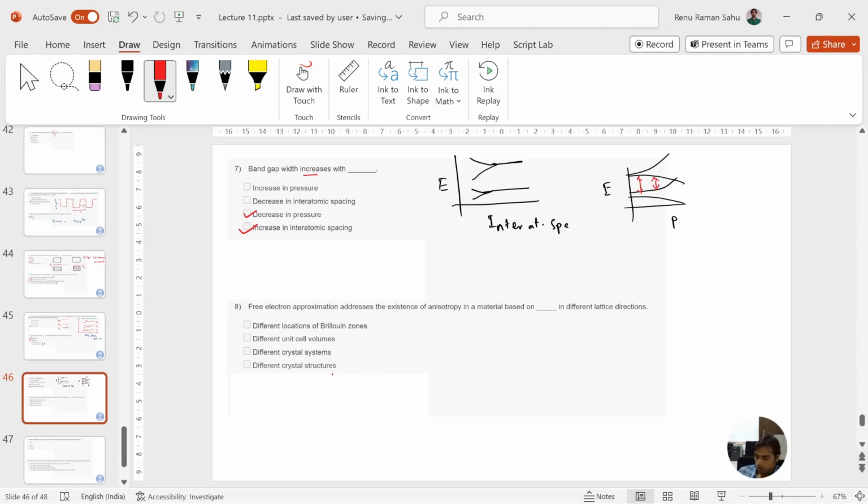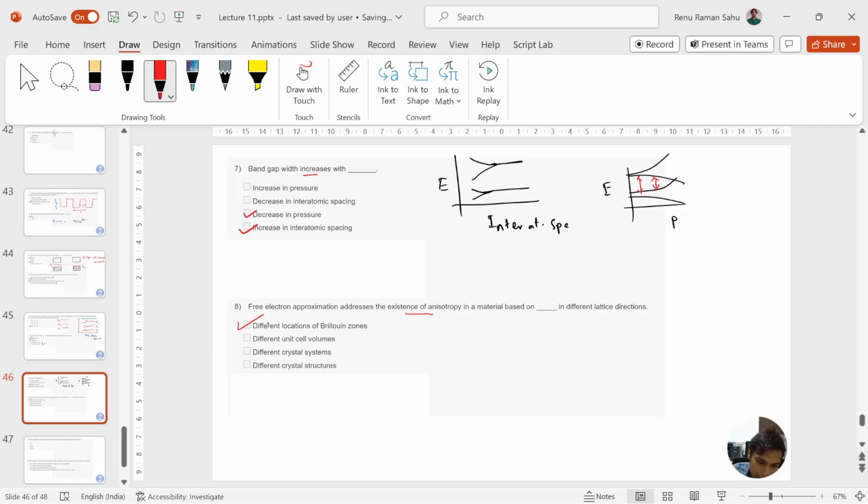Okay. Question number 8. Free electron approximation addresses the existence of anisotropy in a material based on different locations of Brillouin zones. Yes, existence of different locations of Brillouin zones. Correct. And different unit cell volumes.